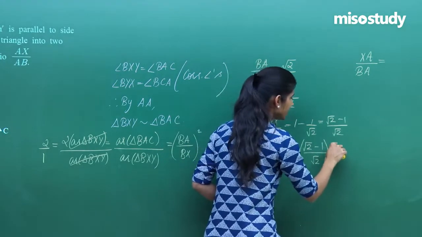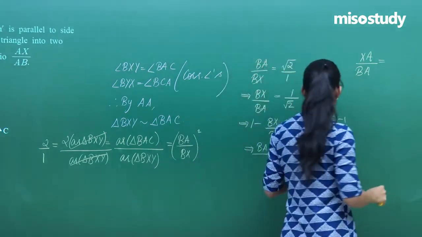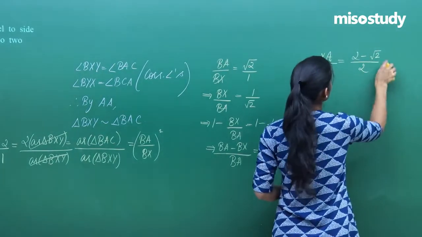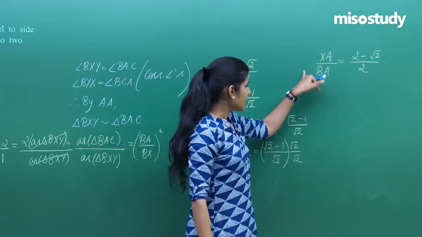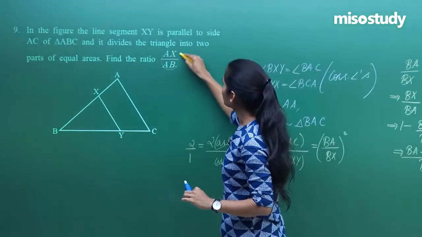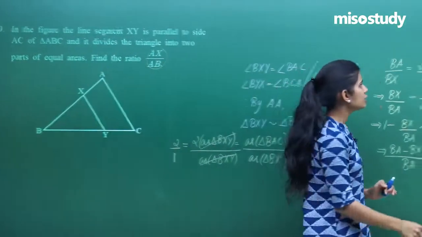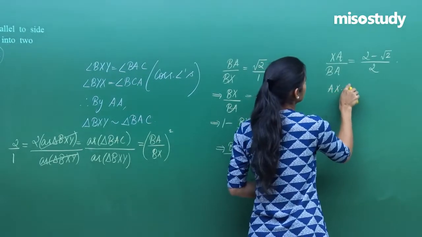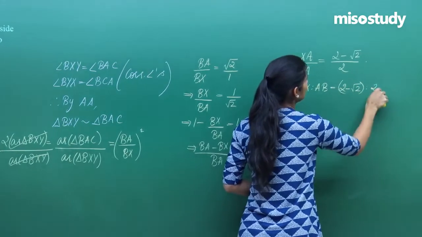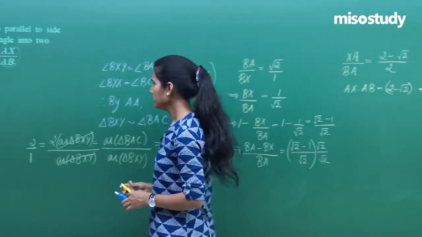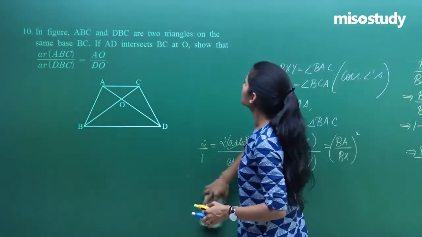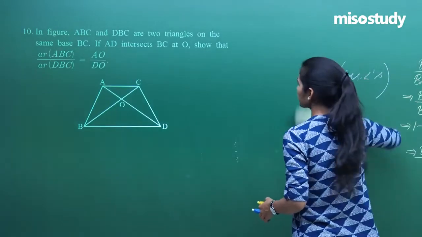You just multiply and divide by root 2. You will get root 2 into root 2 is 2, 1 into root 2 is root 2, upon root 2 into root 2 is 2. So you get XA upon BA is 2 minus root 2 upon 2. That is what you wanted to find. Find the ratio AX upon AB. So you have got AX is to AB is 2 minus root 2 is to 2. Clear?